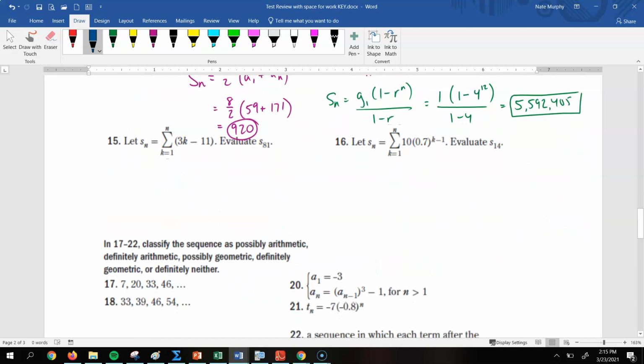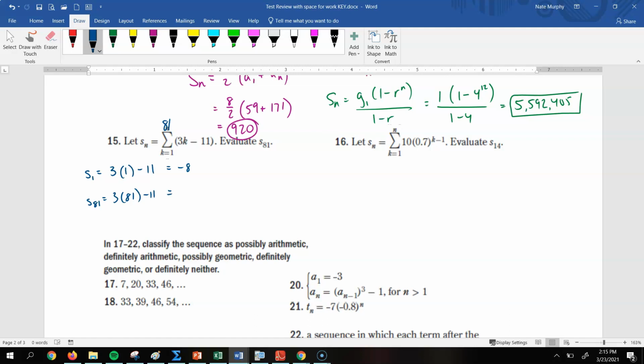All right, so here we're dealing with another sum of an arithmetic series. So it says evaluate the sum of the first 81 terms. And so that means that that would be 81 up there. So we know we could find the first term and the last term. So to find the first term in that series, we would take 3 times 1 minus 11. Well, 3 times 1 is 3, minus 11 is negative 8. To find the last term in that series, we would take 3 times 81 minus 11.